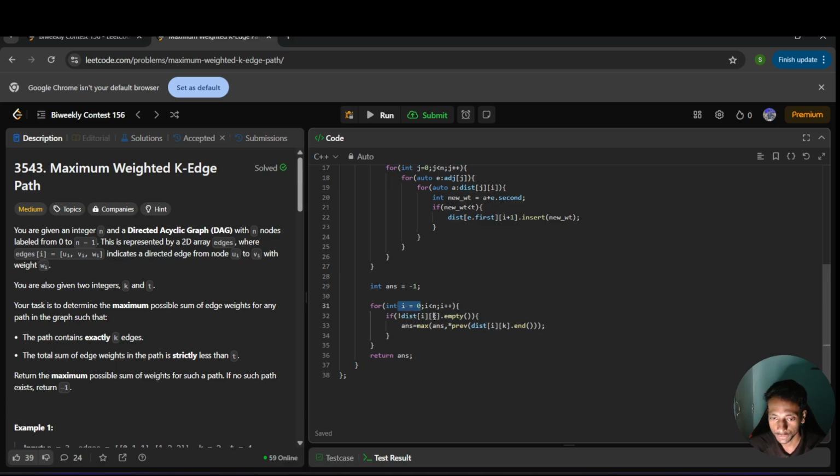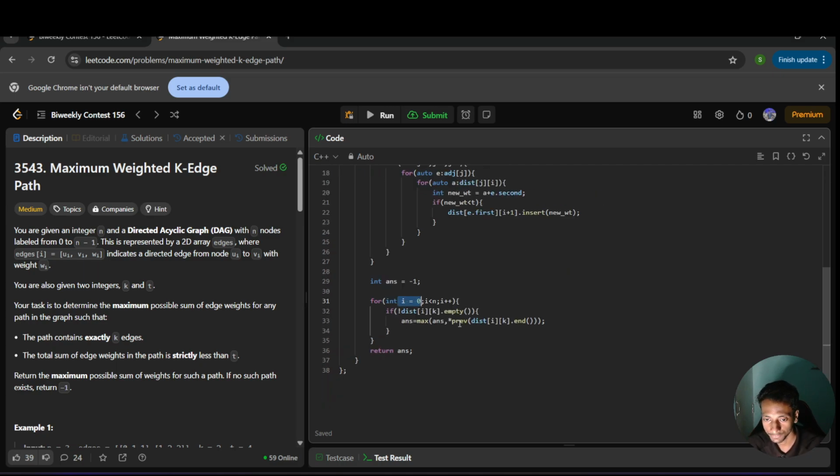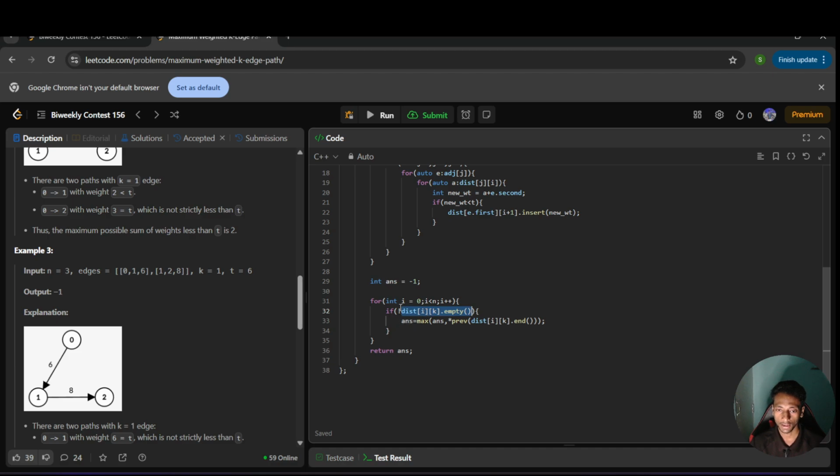So I'll check this particular destination node. If there is some valid path, it means that it is not empty, correct? So for this particular ith node with k number of edges, if it is not empty, that means we have some valid path. So I'll compare this, whatever the last value is present, because this is an ordered set, so the maximum value will be stored at the end. So I'll take the last value, compare it with the answer, and ultimately return the answer variable. Suppose there is no valid path, so this will always be empty in this case. Suppose in example 3, it will always be empty. So by default the answer will not be modified in line number 33, so it will return minus 1.